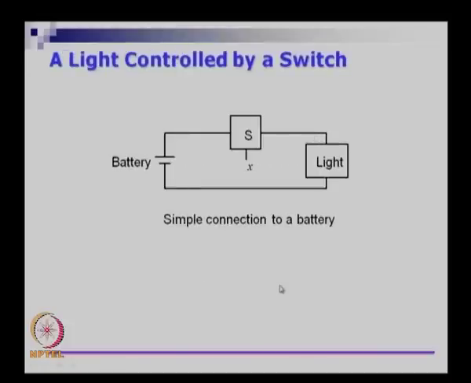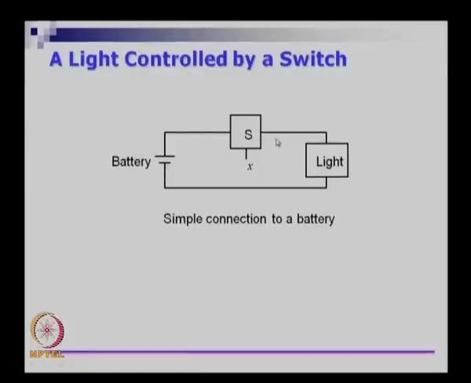So now let us take a simple electrical circuit. We want to see how to control this electrical circuit using a switch. For now, assume that there is a battery that is connected to the switch, which is connected to the light, and X is the switch's control. So when X is 0, the switch is supposed to be kept open and there will be no current from here through the light back to this. So the light will not glow.